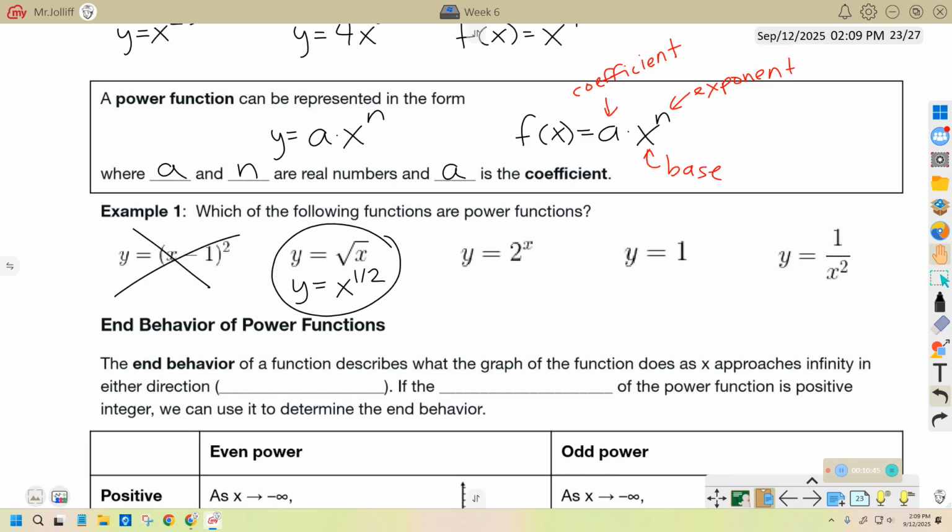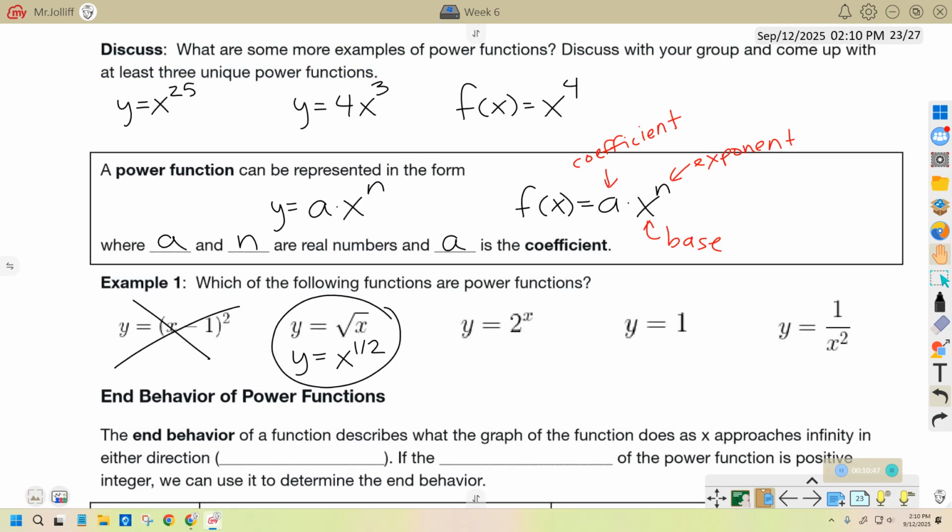So, we're going to go back up. In our definition, what's in the base? The x. In this example, y equals 2 to the x power, what's in the base? 2. Not a power function. All power functions are going to be our variable x raised to a power. So x has to be in the base. Good.